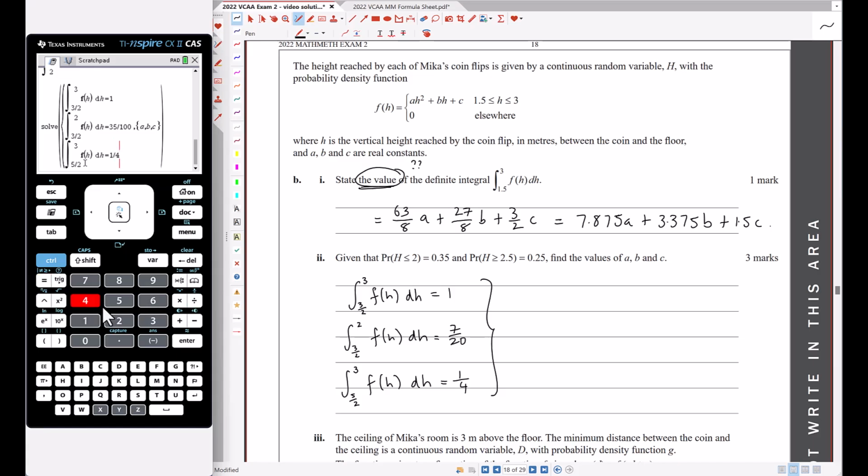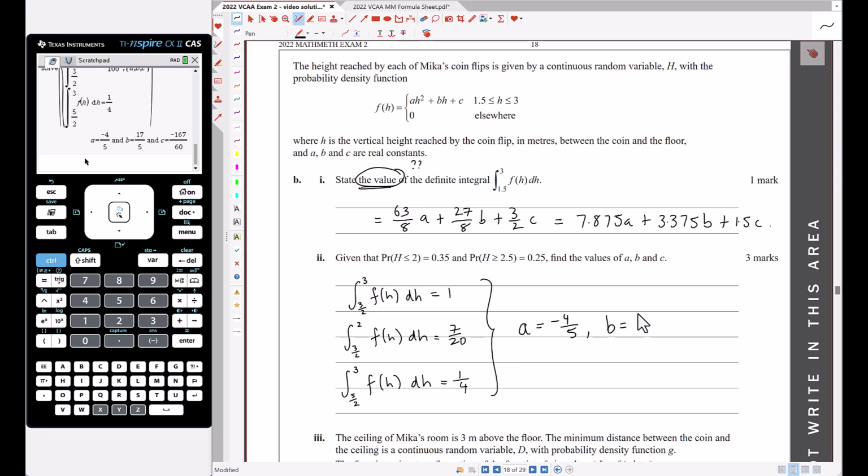Alright, so putting everything in exactly, it should give us A and B and C exactly. So A is going to be -4/5, B is 17 on 5, and C is -167 on 60. If we press Control Enter there, that would be fine to give your answers as A equals -0.8 and B equals 3.4.